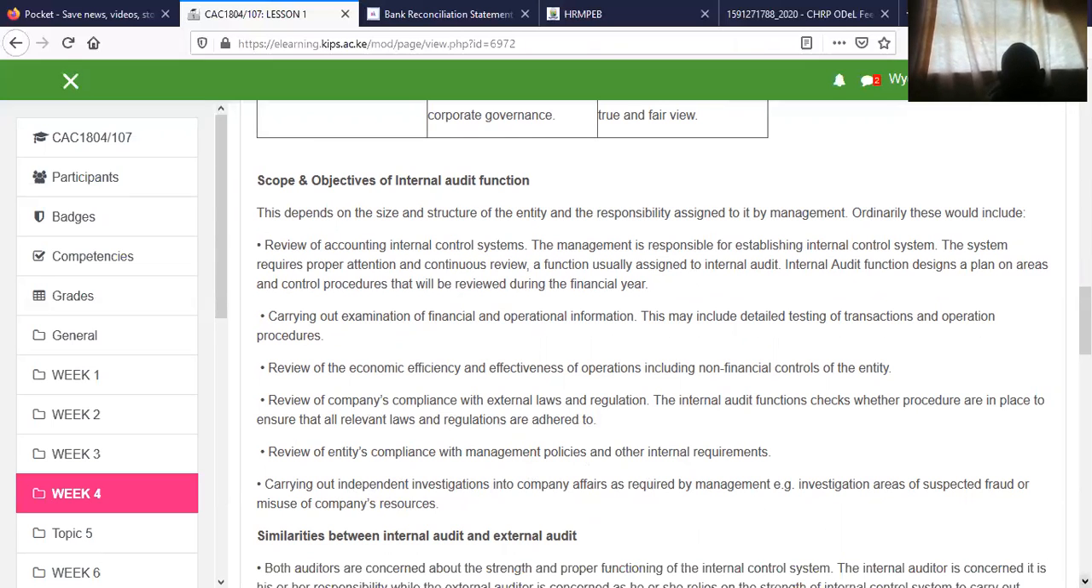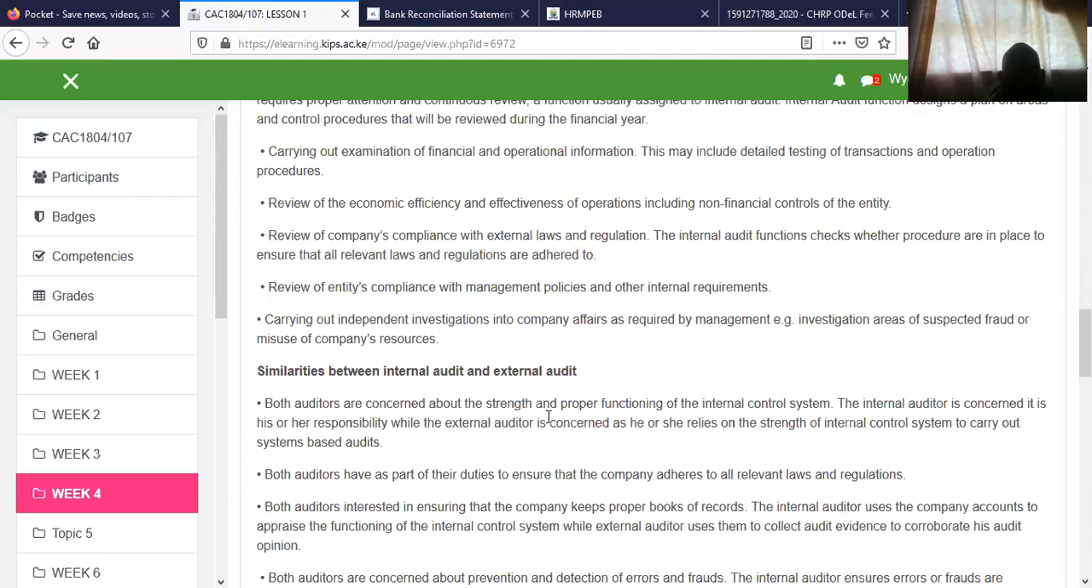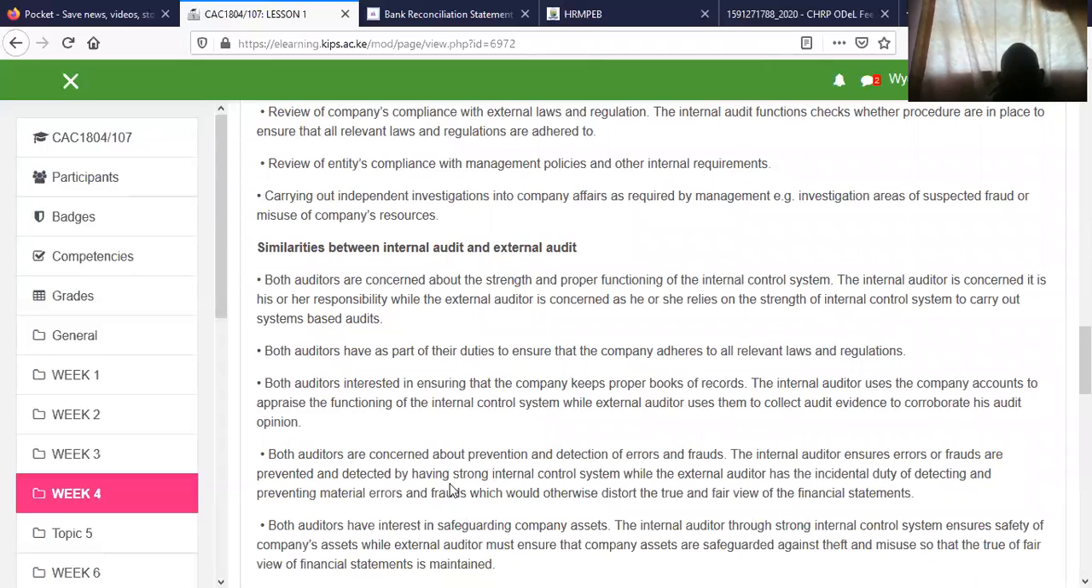Similarities between the two types of audit, that is internal and external. If we can start with the first one, both auditors are concerned about the strength and proper functioning of the internal control system. Number two, both auditors have part of their duties to ensure that the companies adhere to all relevant laws and regulations. Number three, both auditors are interested in ensuring that the company keeps proper books of records. And then the next one is that both auditors are concerned about prevention and detection of errors and frauds, and both auditors have interest in safeguarding the company assets.